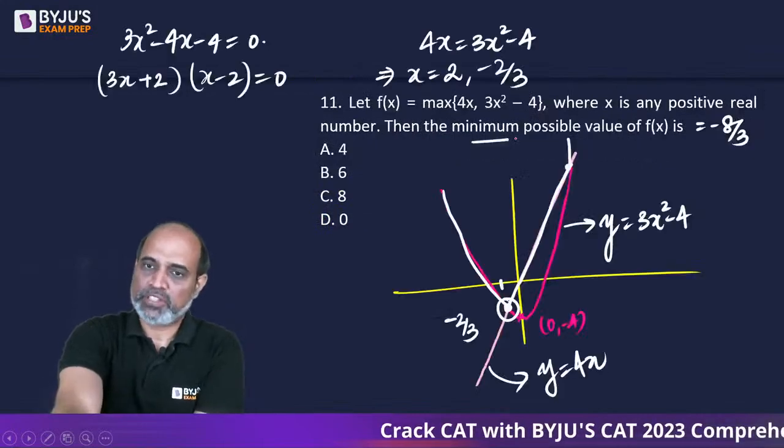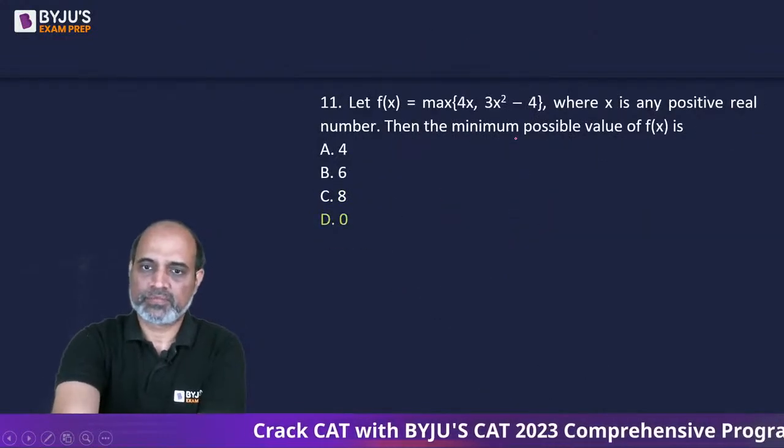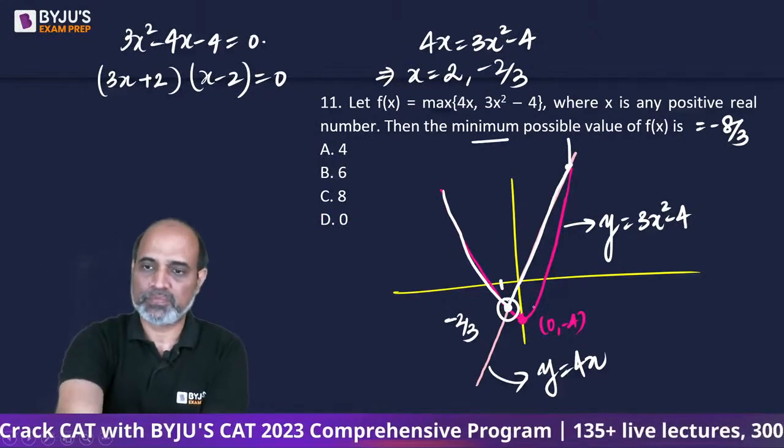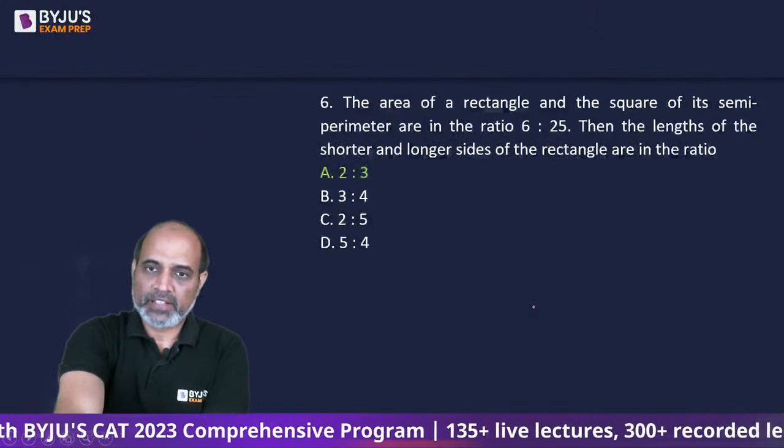Okay, so this is the 12th one. There is some typo in this particular question because it says 0, but we can't get 0. 0 would happen only when we find the minimum. And there was one more question.